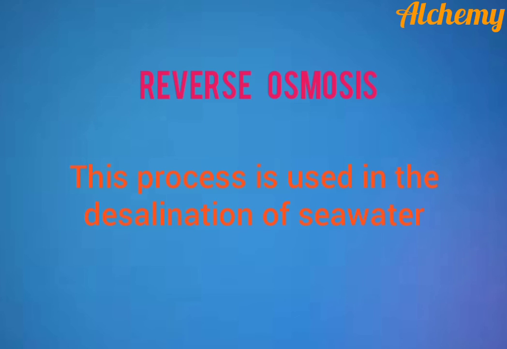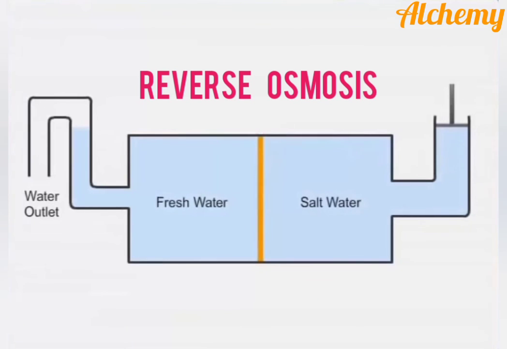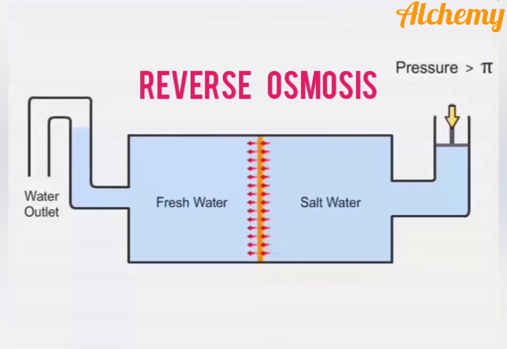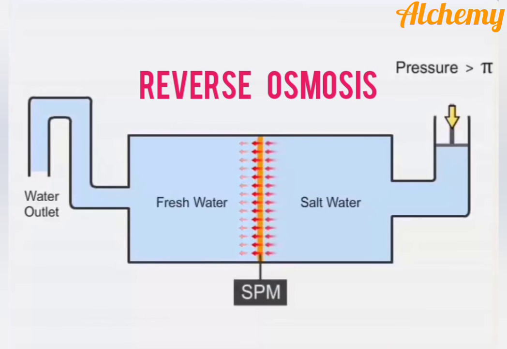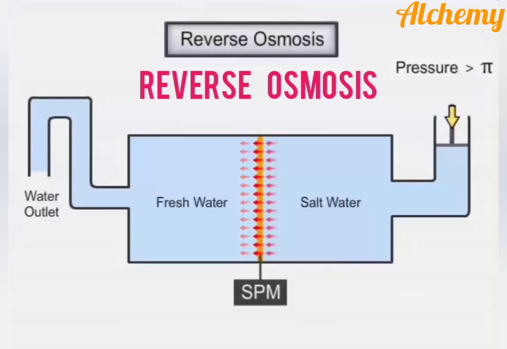Next, we will discuss about reverse osmosis. This process is used for the desalination of seawater. In this process, a pressure higher than the osmotic pressure is applied on the saltwater side. During this process, the pure water from the salt water moves through the semi-permeable membrane to the fresh water. This process is called reverse osmosis. This process is often used for the desalination of seawater.